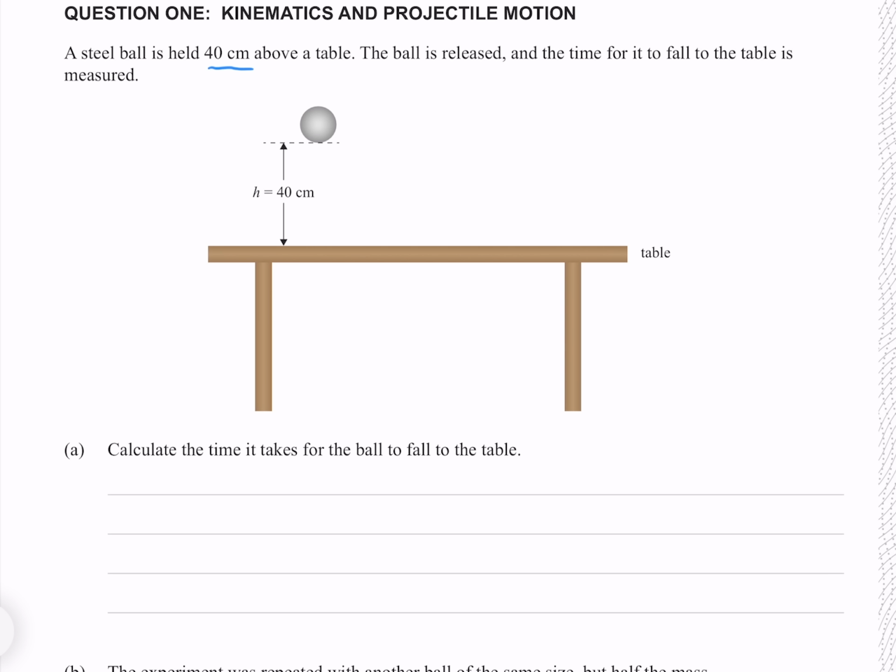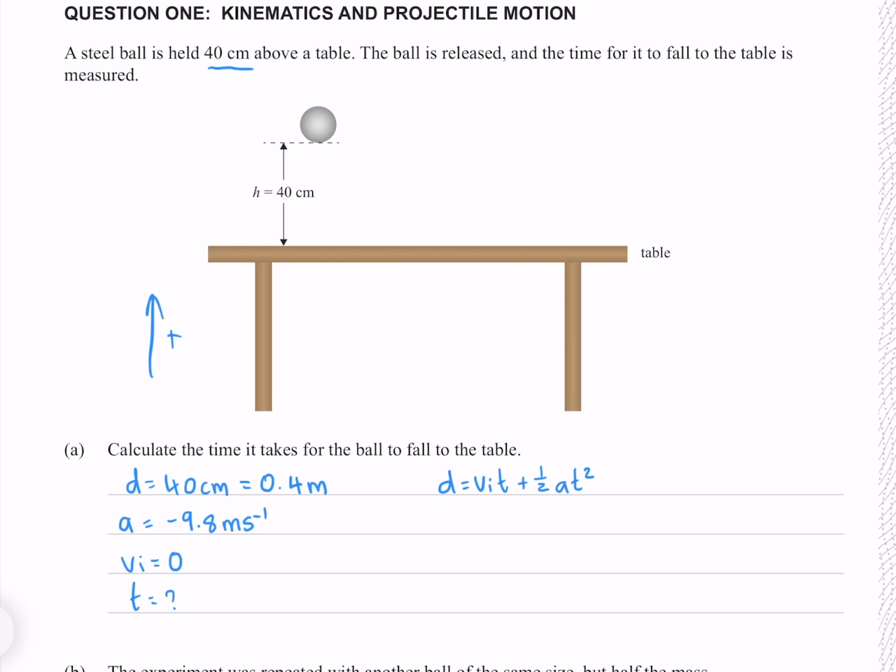We'll start by writing what we have. We know the distance is 40 centimeters, or 0.4 meters. Our acceleration is the gravitational acceleration, negative 9.8 meters per second squared, since it's pointing downwards, and we'll define upwards as our positive direction. We know that the initial velocity is 0, and we're wanting to find the time. The kinematic equation with all of these values is this one here.